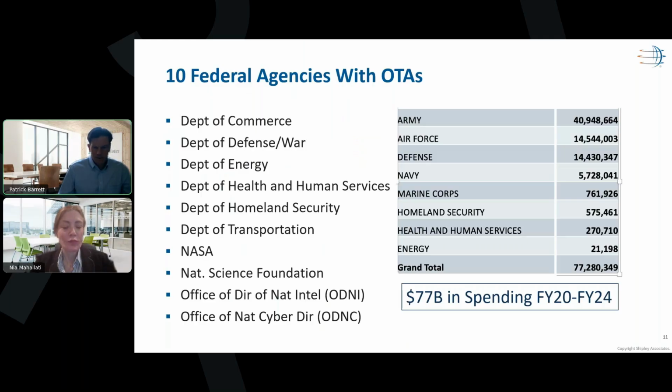The big thing really to take away here is that over the course of FY20 through FY24, so that's a 5-year period, there was $77 billion spent in OTAs across the federal government. And if you looked at a graph trending between those years, Army spending actually trended down, but overall Air Force, Defense, Navy, Health and Human Services significantly trended up. So there's significant increases in trends.